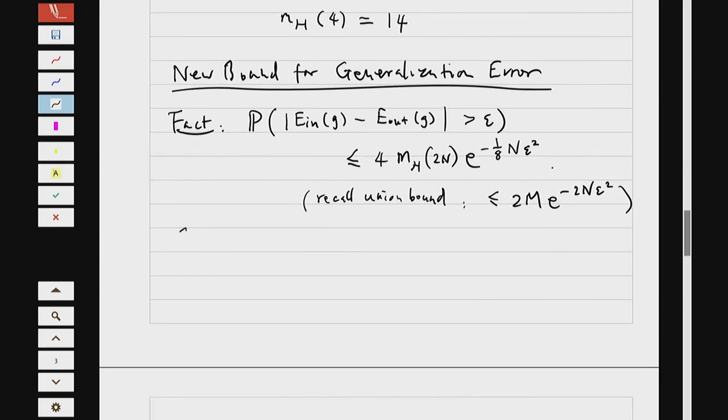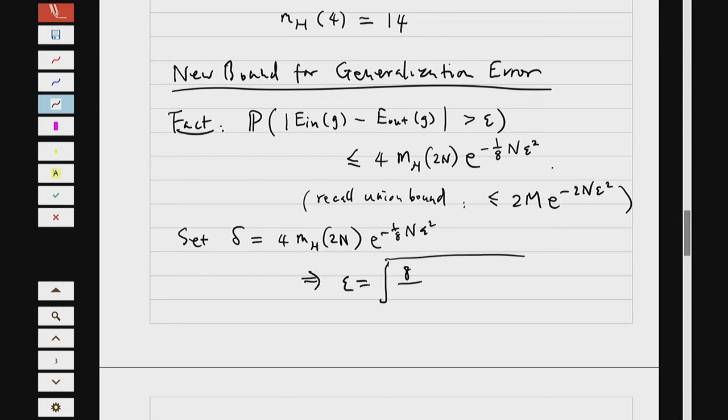So again, then we do the same thing. We can set delta to be equal to that side, 4 m_H(2n) e^(-1/8 epsilon squared n). Then, of course, we're going to get epsilon is equal to the square root of 8 over n log of 4 times the growth function. The growth function is just a fancy name for m_H(2n) here, just a fancy name for the effective number of hypotheses.